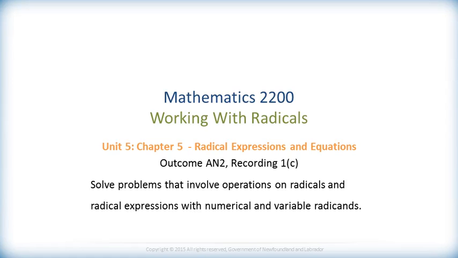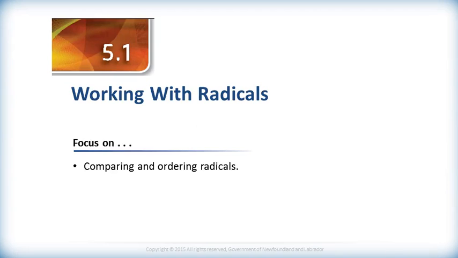This is recording 1C in our series on working with radicals for Unit 5, Chapter 5 of Mathematics 2200. We'll be focusing our attention here on comparing and ordering radicals.